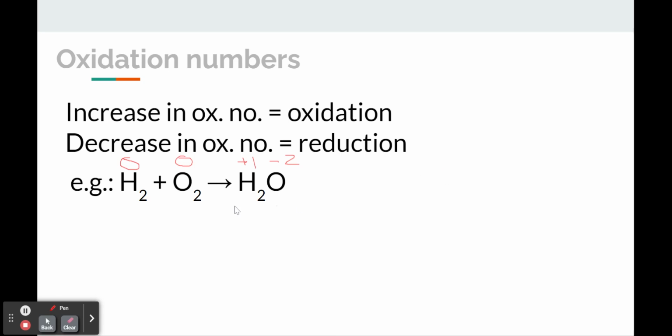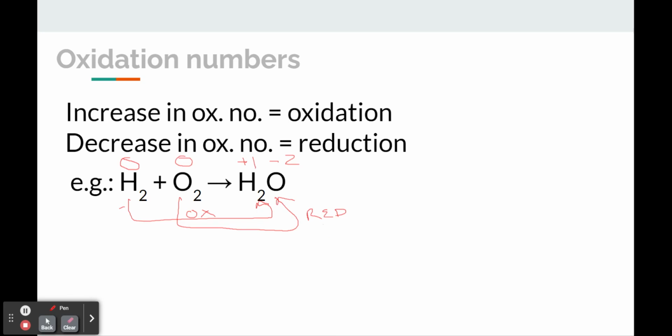Okay, so what got oxidized here? Well, hydrogen went from 0 up to +1, so that's the oxidation. And oxygen went from 0 down to -2, so the oxygen got reduced.